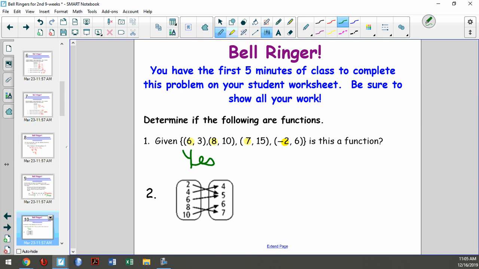Did I repeat any of my x's? There are not 2 arrows going from the same x value. So since there's not 2 arrows, yes, this is a function. Do we all understand that? We good?